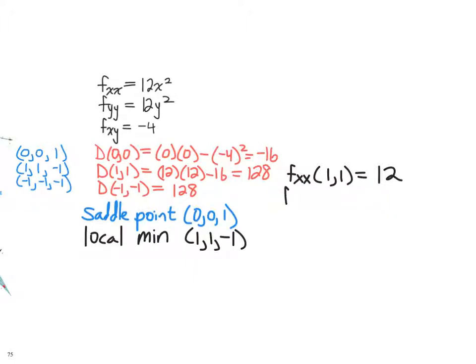All right. And then when I plug in negative 1, negative 1, I get a positive again, right? So it's still a local min.